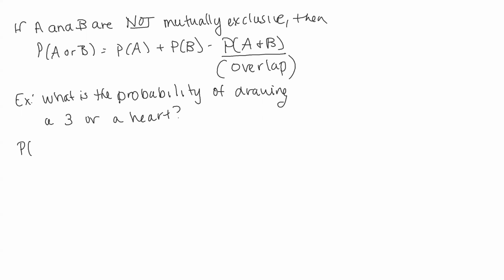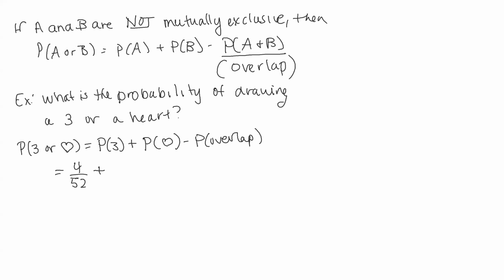So we want the probability of drawing a 3 or a heart. So that's going to be the probability of a 3 plus the probability of a heart minus the probability of the overlap. Okay, so the probability of a 3 in a standard 52 card deck, there are 4 cards with a 3 on them. There's the 3 of hearts, the 3 of clubs, the 3 of diamonds, and the 3 of spades. So we get 4 out of 52.